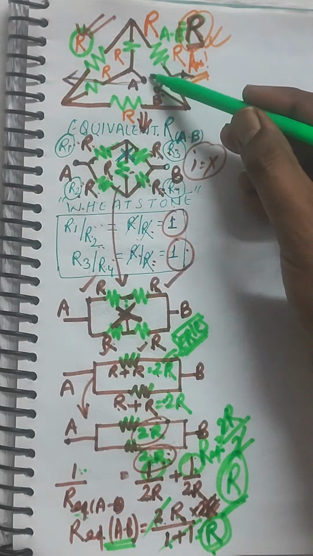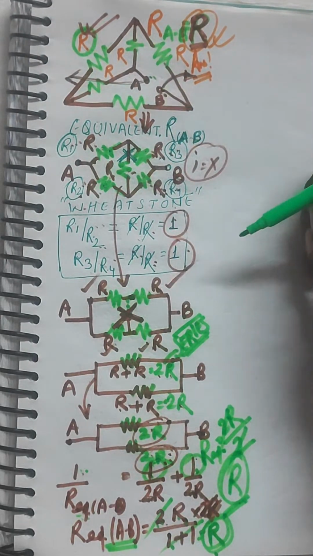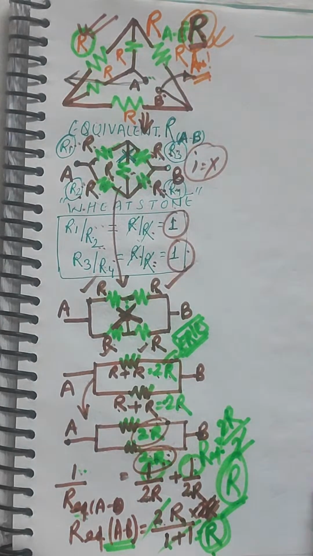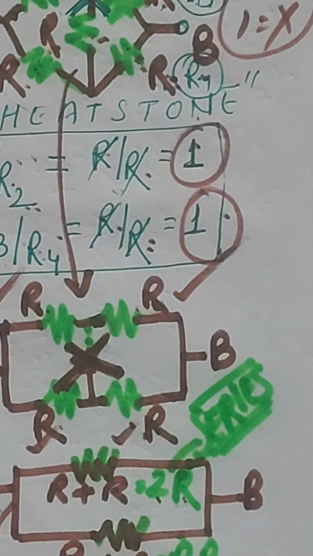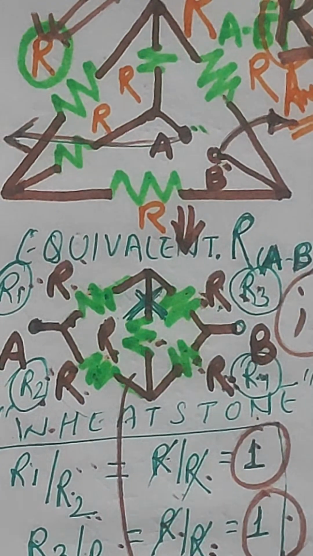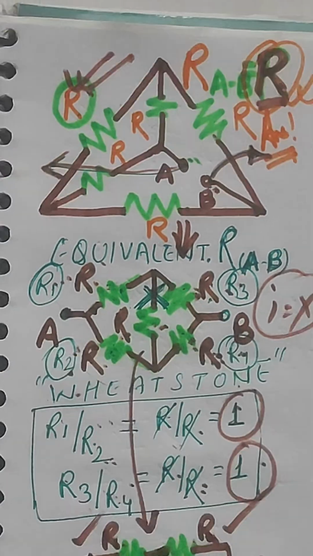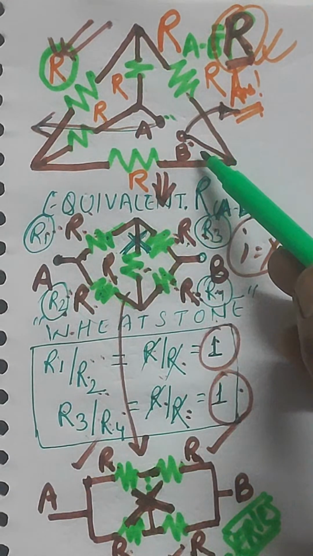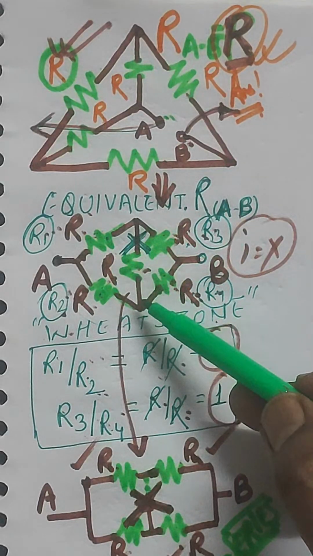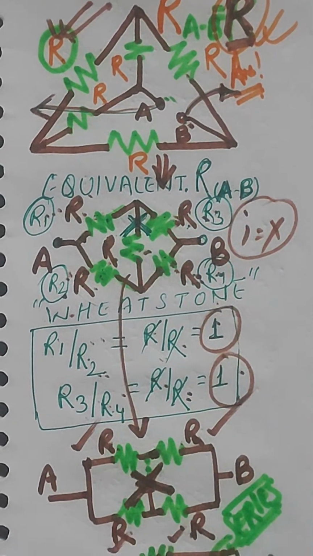So the equivalent resistance between A and B is equal to R, right? I hope it's visible to you. That's why I zoomed it in early. This was the question in front of you, and these are the steps which have been followed.